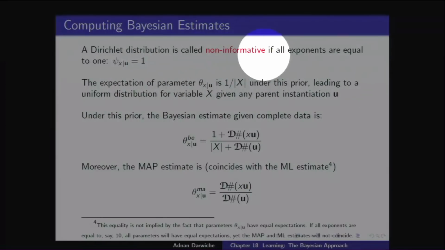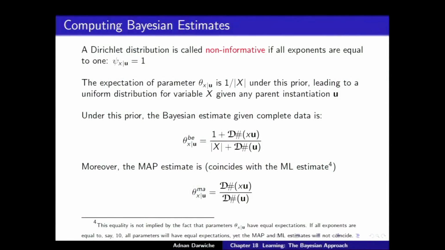Now, under this non-informative prior, look what happens to the Bayesian estimates. You just plug in the exponents, you get this. And look what happens to MAP estimates in this case. What are these? These are the maximum likelihood estimates. So they end up basically corresponding to each other in this particular case. When you have non-informative priors, in a way you washed out your prior knowledge, and then you're relying mostly on data in this particular case.